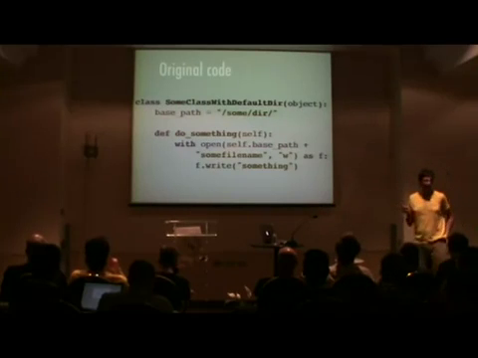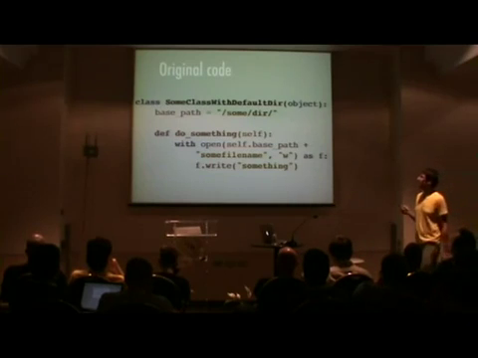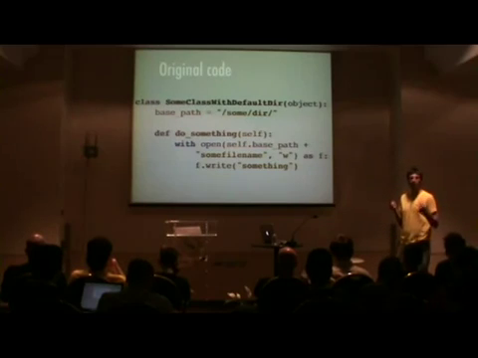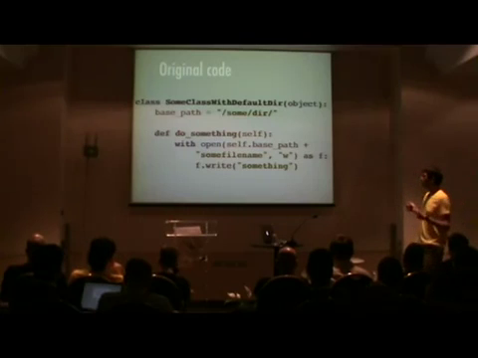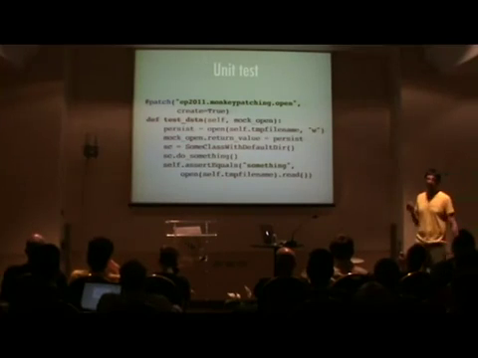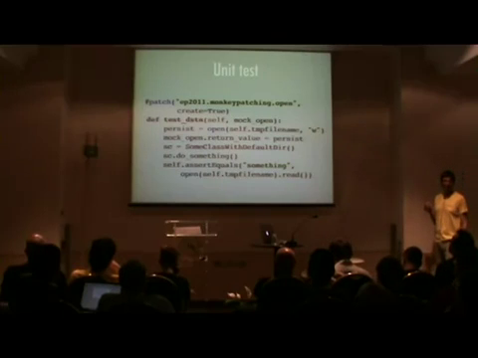So, this is your code. You need to open something in your path. But since you are doing a unit test, you don't want to touch the disk because it's considered bad practice. So, what should you do? This is the solution that was proposed to me. Monkey patch. You can just monkey patch the open method.